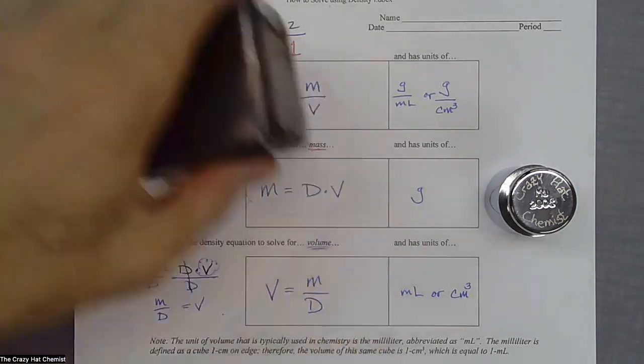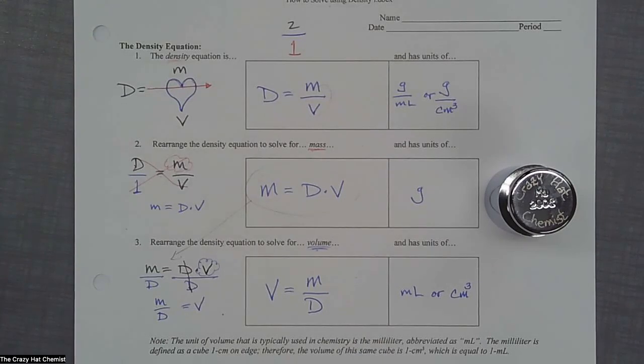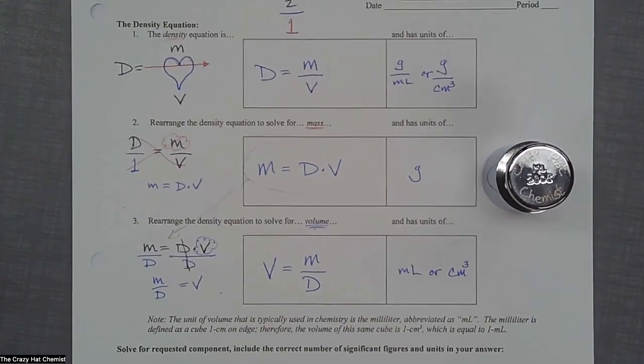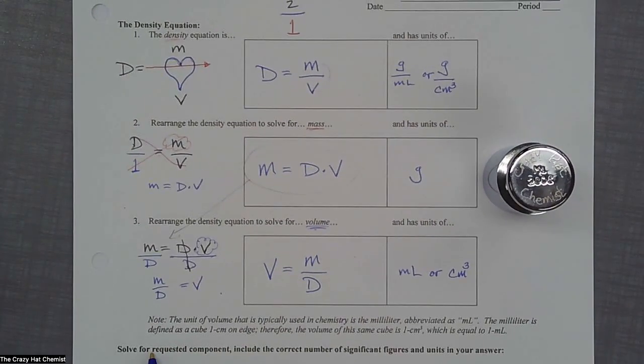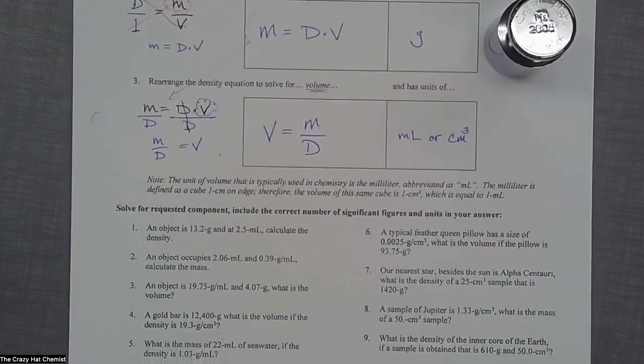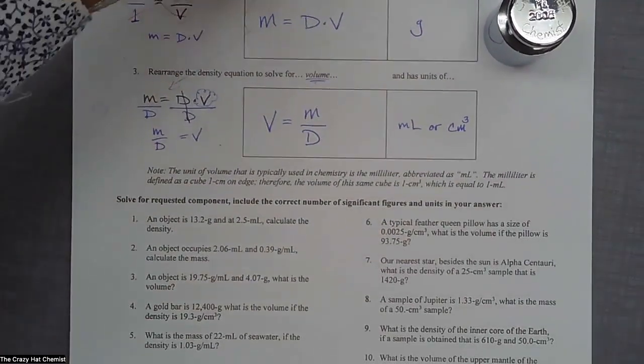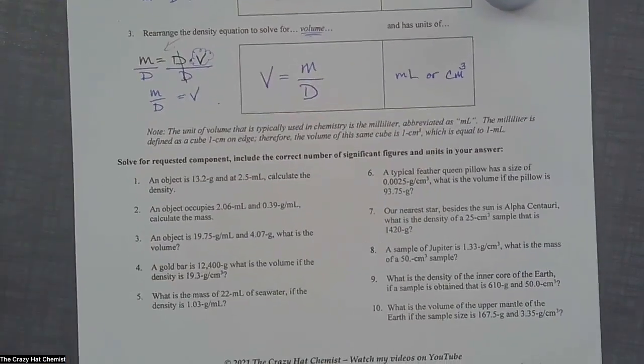All right, let's pull this back off of the table there. So now what we're going to do is scroll this down here a little bit more, and it says solve for the requested component, including the correct number of significant figures and units in your answer. So what we have here is 10 problems to solve.